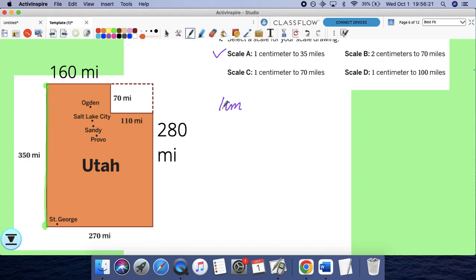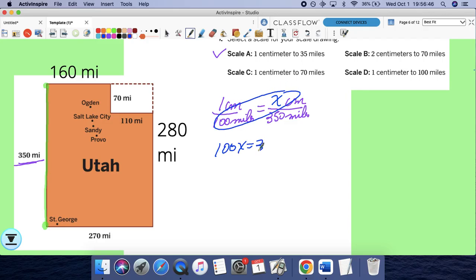So 1 centimeter, 100 miles, and then centimeters on top, miles at the bottom, and we want to know this guy, right? So if I have 350 miles, how many centimeters will that correspond to? Well, x, we can cross multiply. 100 times x. 1 times 350 is 350. Divide by 100. Divide by 100. So x equals 3.5 centimeters.